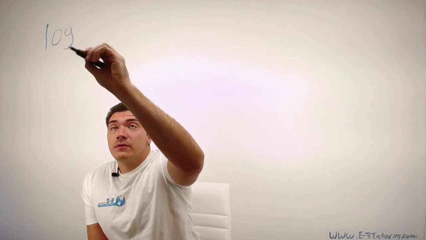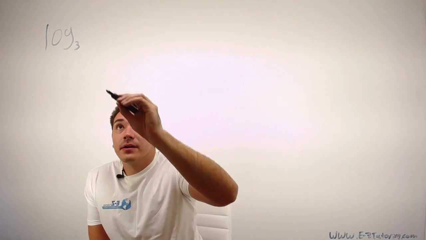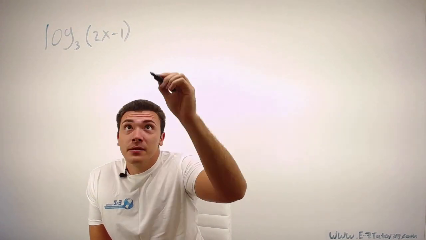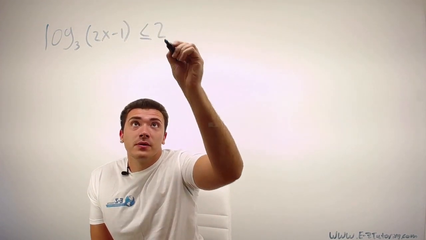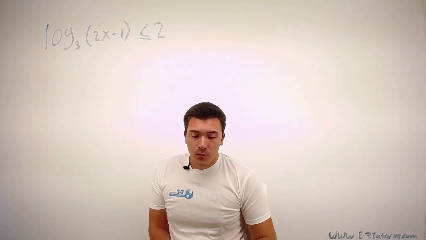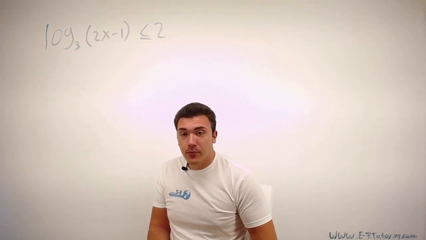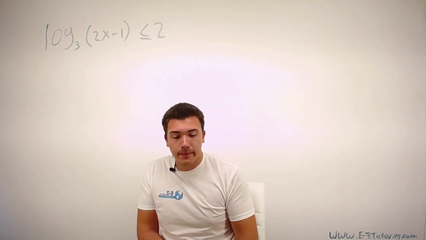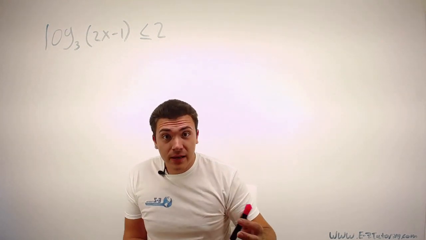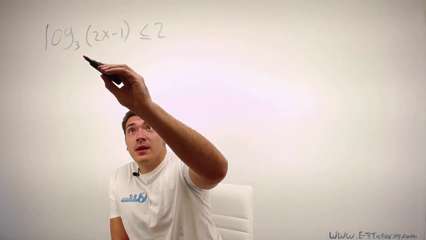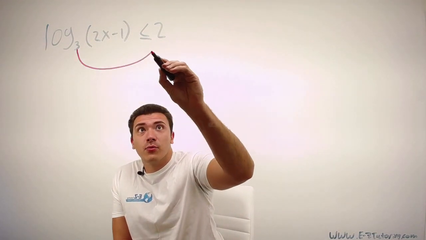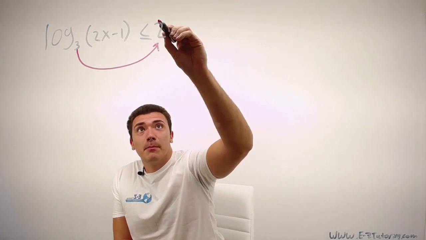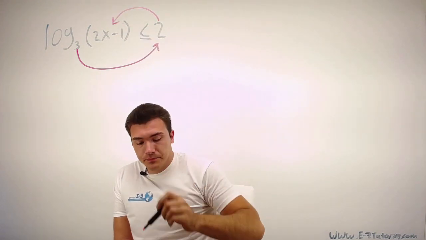Suppose we have log base 3 of 2x minus 1 is less than or equal to 2. Well, if you do remember, in my previous video I went over how to convert logarithmic form into exponential form. And the way to do that is very easy. You just put a big arrow on the top connecting the 3 to the 2. I'm sorry, big arrow on the bottom and a small arrow on the top.